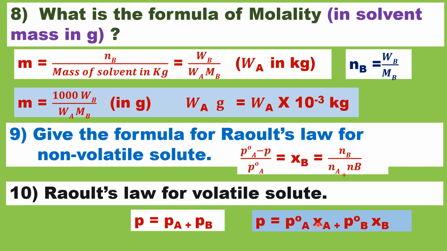So if its mole fraction is higher, then this component will be higher. This part will be dominating. So PB naught is the vapor pressure of pure component B. Here both the solute and the solvent are volatile. So these are the individual vapor pressures. They depend upon the concentration of A in it.